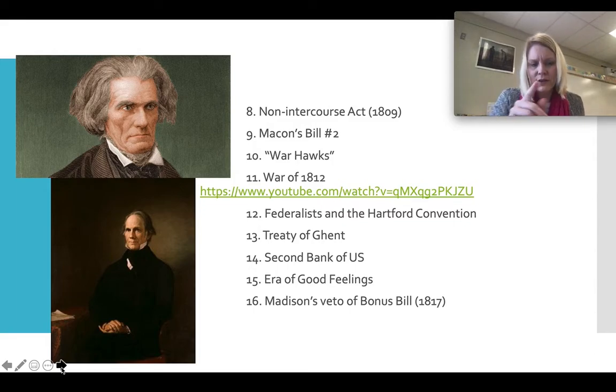The war hawks. Now here are the two that I wanted to point out. The guy on top is John Calhoun. Now we're going to start talking about John Calhoun, and it feels like we're going to talk about John Calhoun until the day we end this course. I swear John Calhoun is around forever. But so is this guy named Henry Clay, and he's the guy on the bottom.